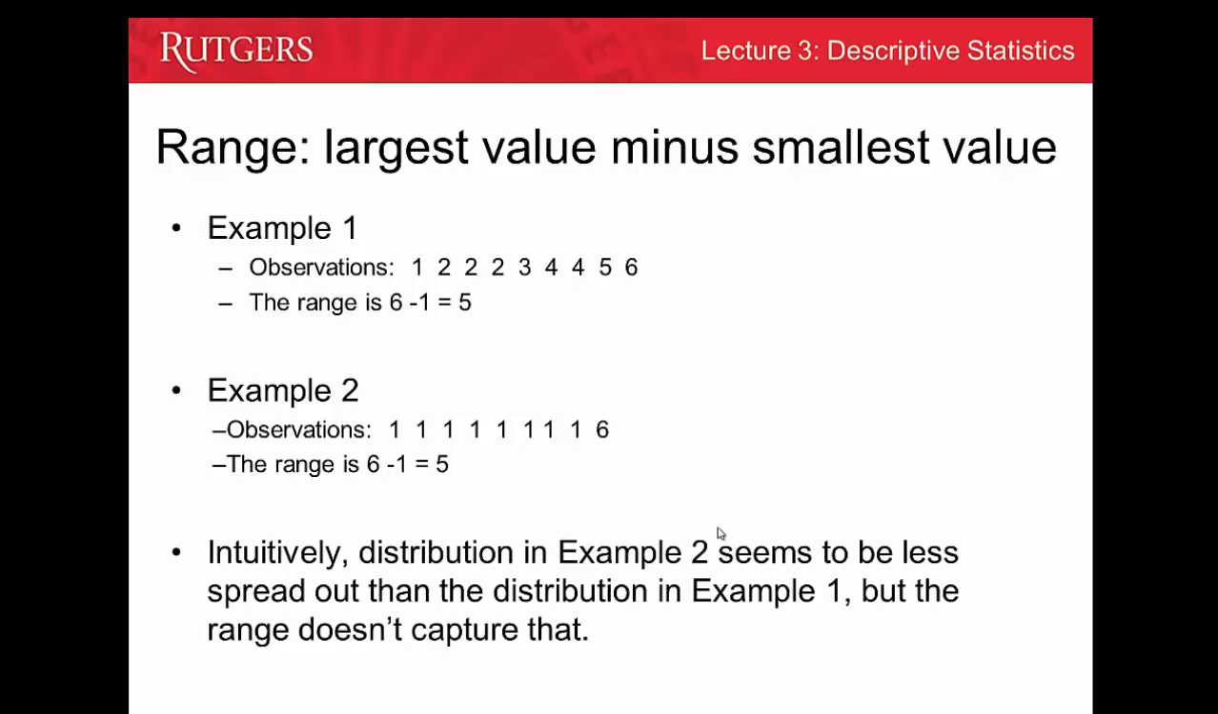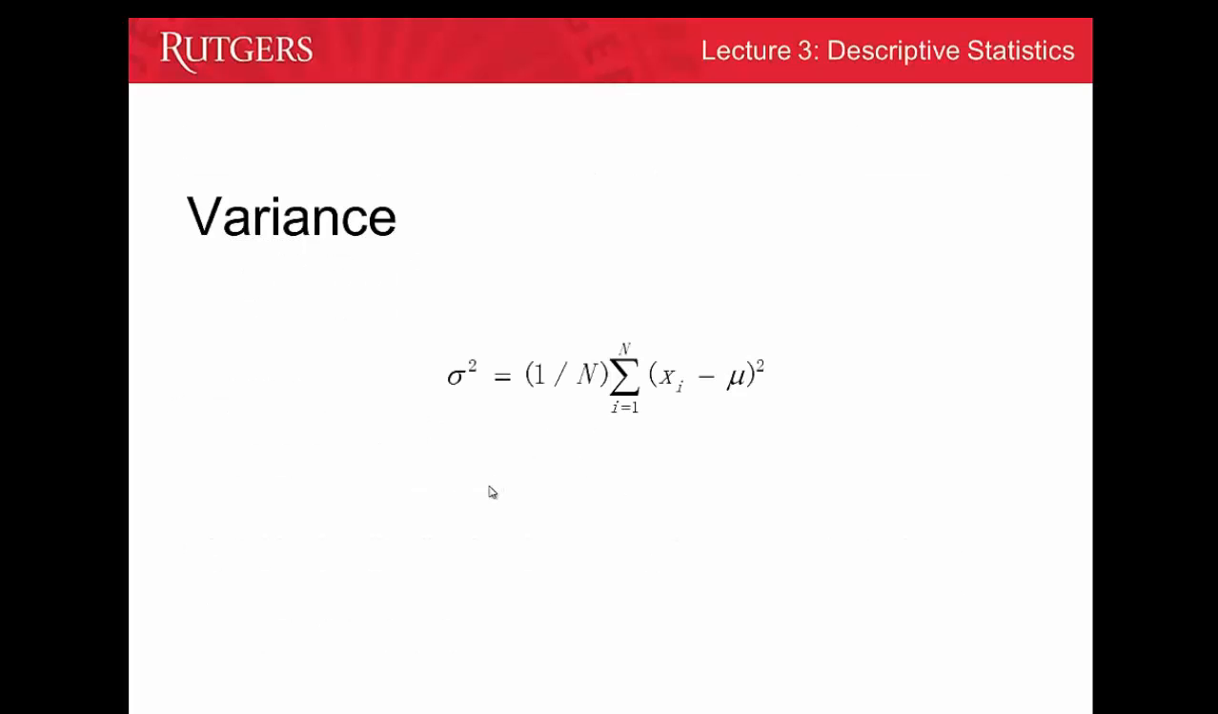From these 2 examples, we can see that the distribution in example 2 seems to be less spread out than the distribution in example 1. But the range doesn't capture that. So the range is not a very accurate measurement to describe the dispersion. Therefore, we'll also need to use other measurements, like the variance.